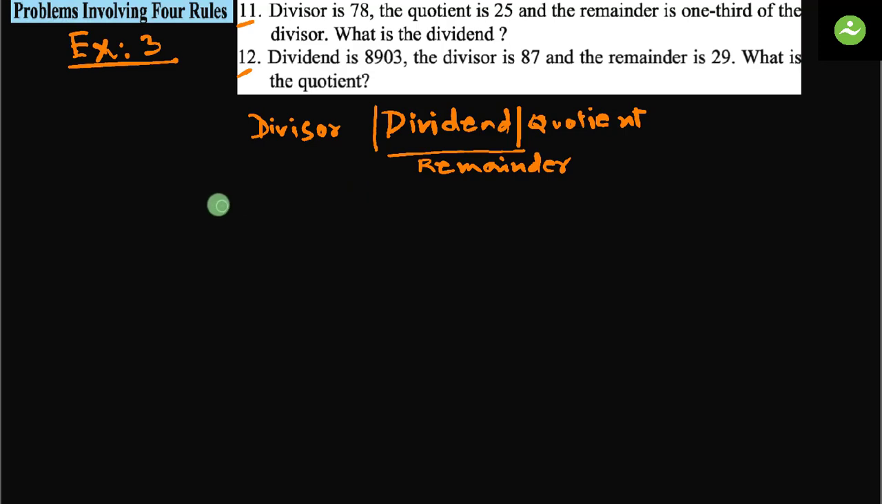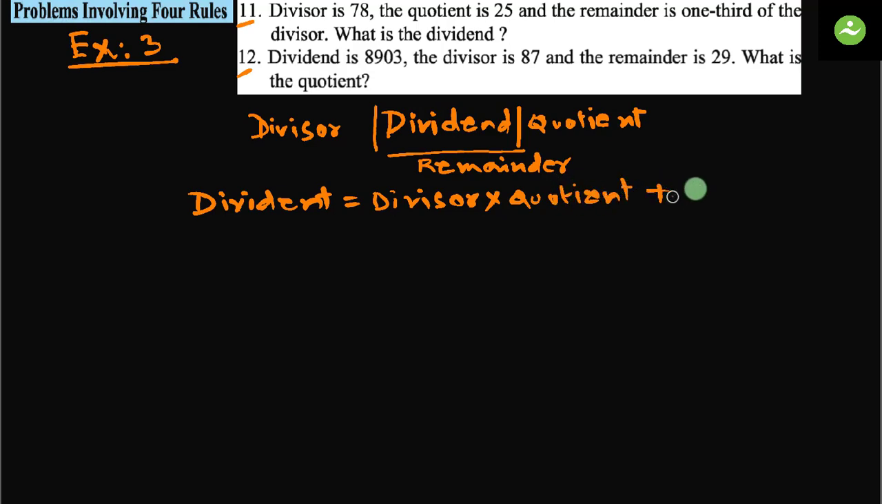Okay, there is a formula: dividend equals divisor into quotient plus remainder.